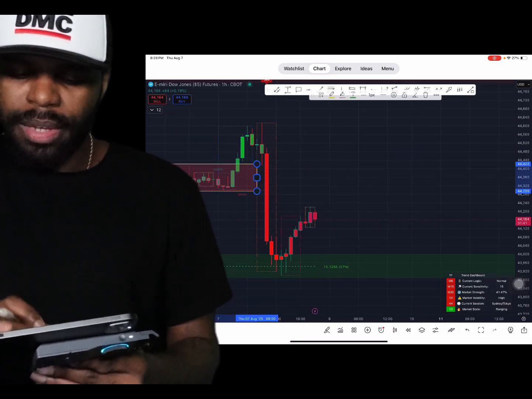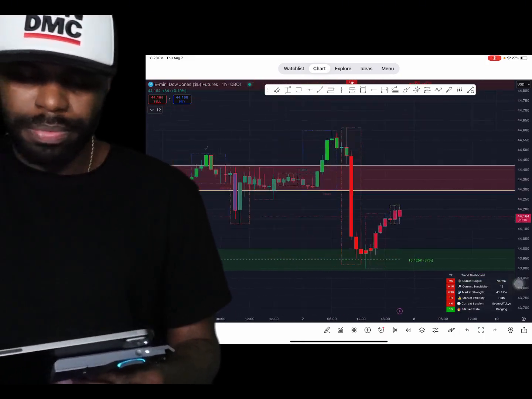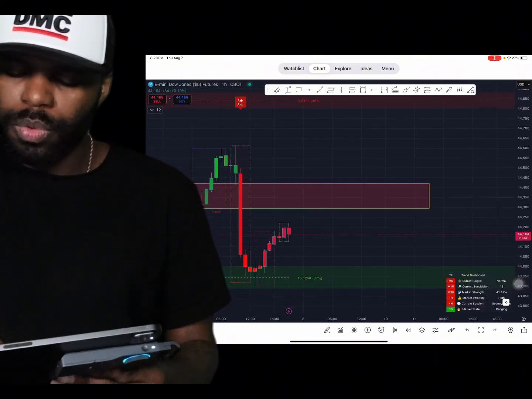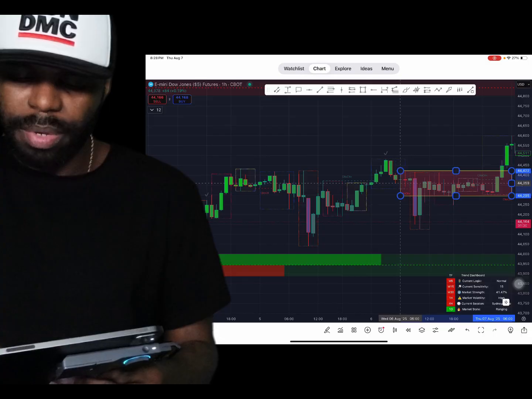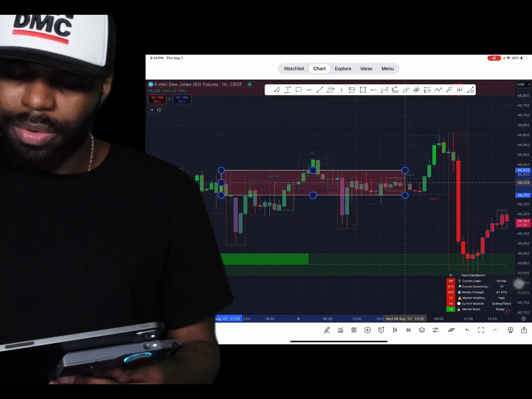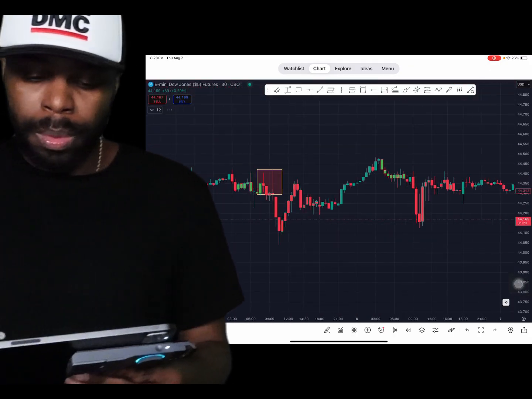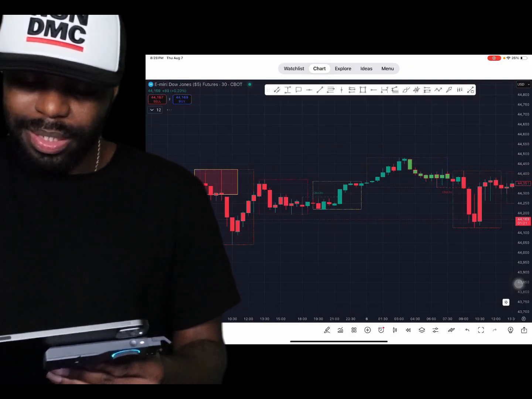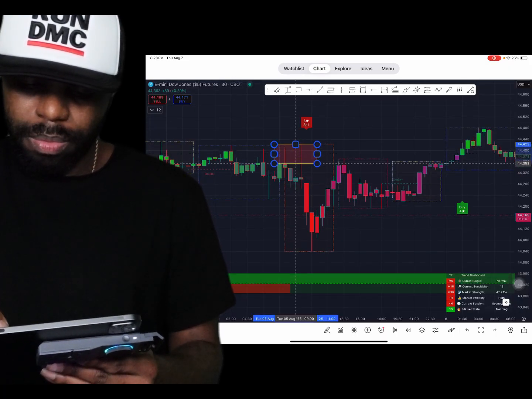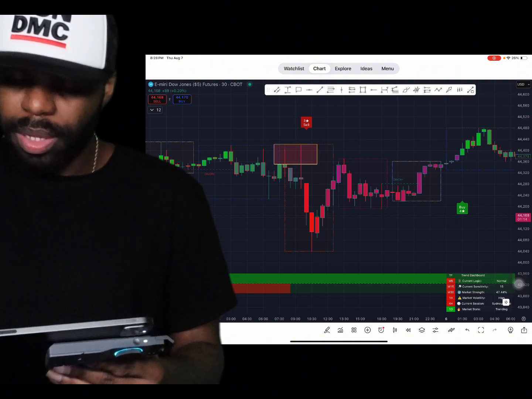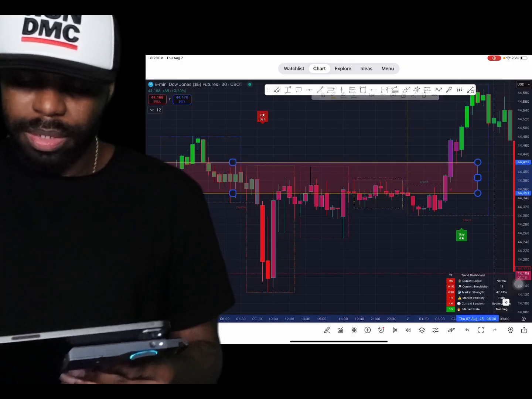Now, sometimes when the zone is too big, what I normally do is I tidy it up a little bit, because sometimes I don't want a big zone. So what I'll do is I'll go one time frame down and try to tighten that zone up a little bit because it's just too big. Okay, so boom, that's a little bit better. That's way better than having a big zone there. So I'm gonna drag it in the past.